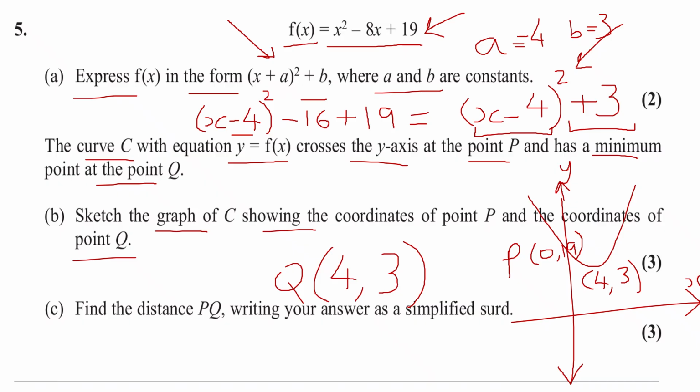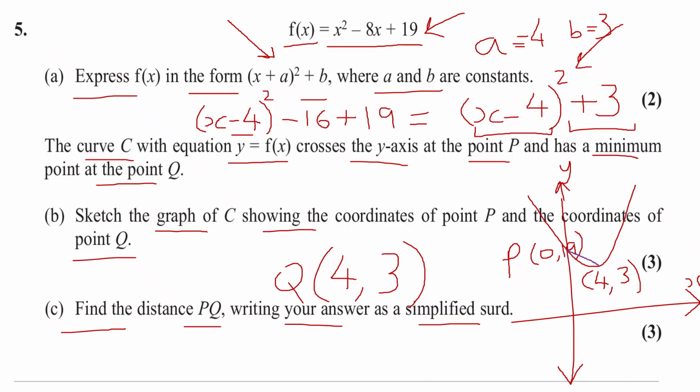What about part C? Find the distance of PQ, writing your answer as a simplified surd. So we've got this point here and this point here. So I'm going to draw a little line. Again, forgive me that this is not drawn perfectly. So it's going to be that point there.